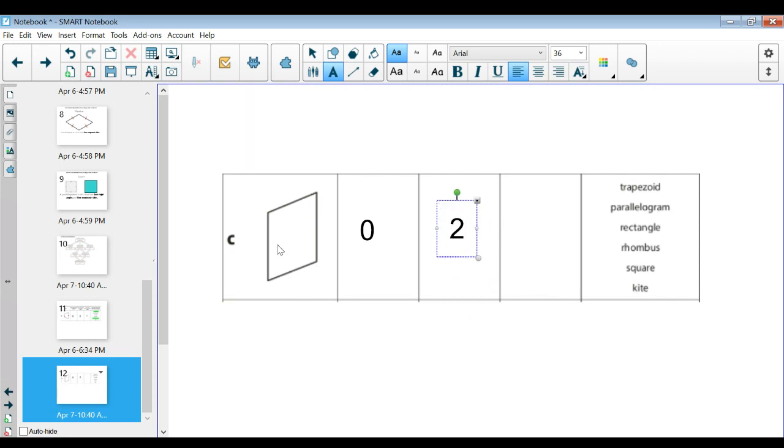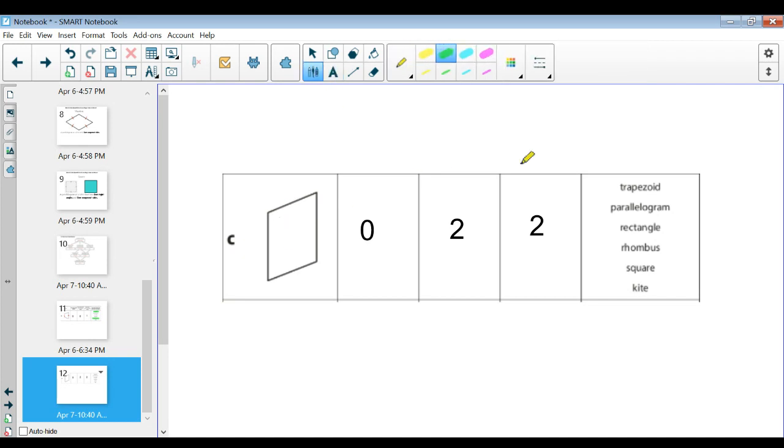And the top and the bottom, the right and the left are both parallel to each other. So, given that information, we can now classify all of the different names of this shape. Is it a trapezoid? No, it's not a trapezoid because a trapezoid can only have one set of parallel sides, and we have 2 sets. 2 sets of parallel sides is the definition of a parallelogram. So yes, it's a parallelogram.